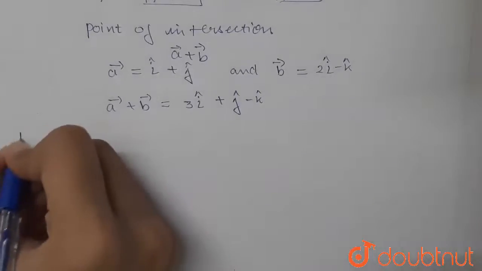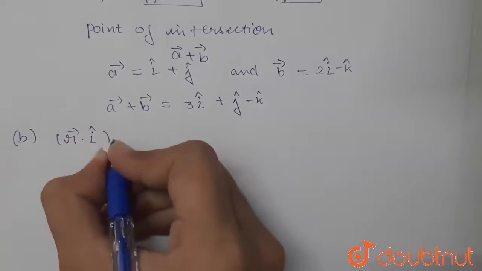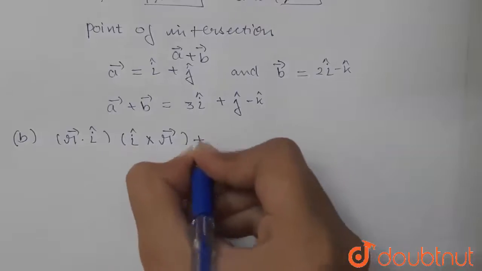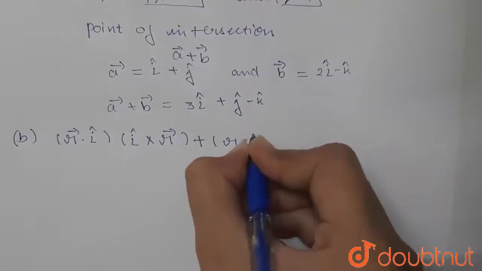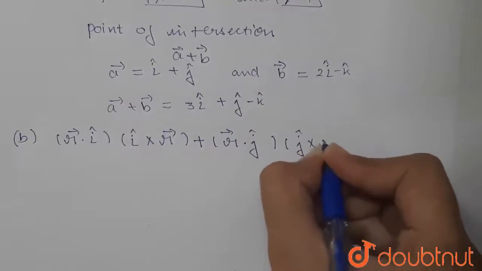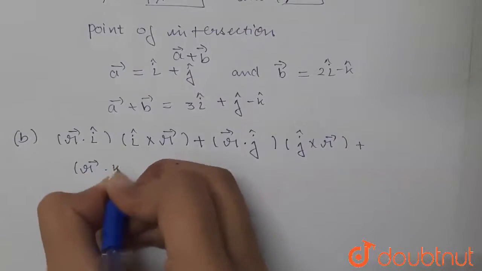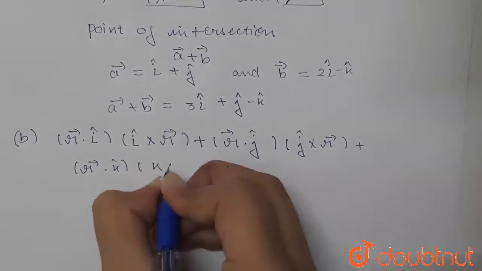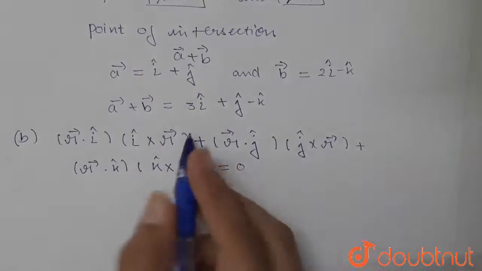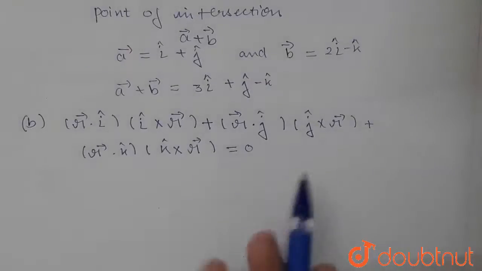So option number B, we are given r vector dot i cap into i cap cross r vector plus r dot j cap into j cap cross r vector plus r vector dot k cap into k cap cross r vector. If this is coming equal to 0, then it means that option B will be correct. Okay, so let's see if this is coming equal to 0 or not.